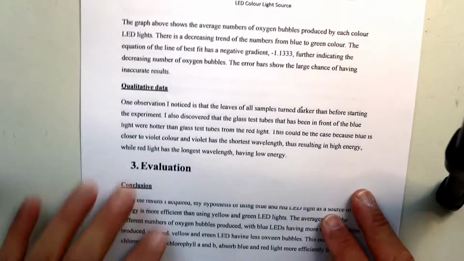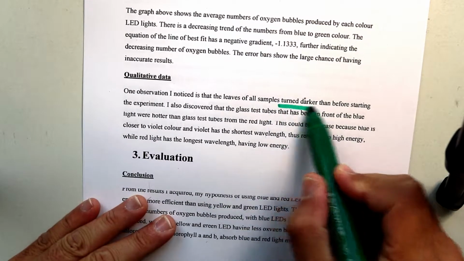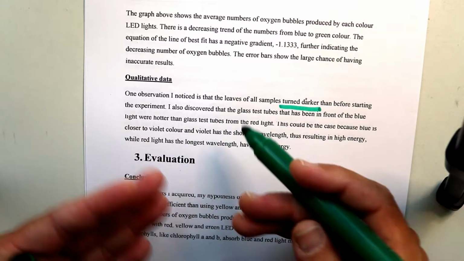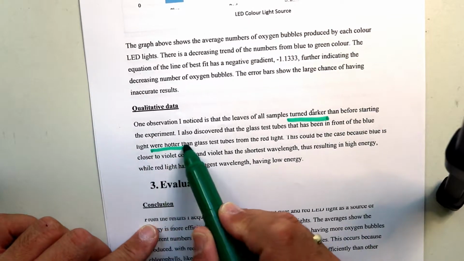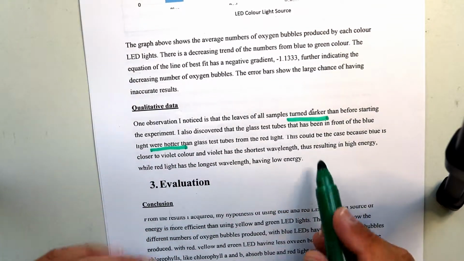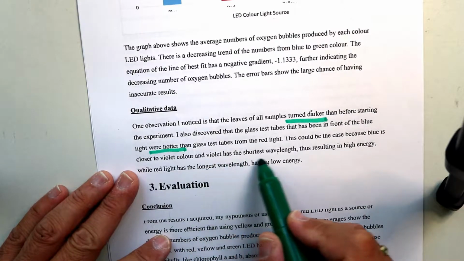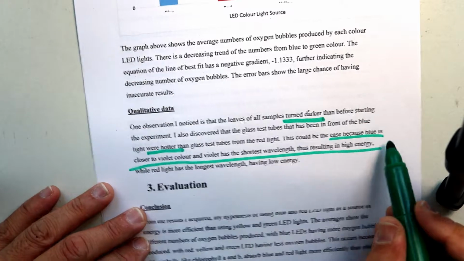So let's move on. Quantitative data: the leaves turn darker than before, starting in relation to the different colors. Were some colors hotter than others? In this case, because blue is closer to violet color and violet has the shortest wavelength, thus resulting in high energy. Actually, yeah, okay.